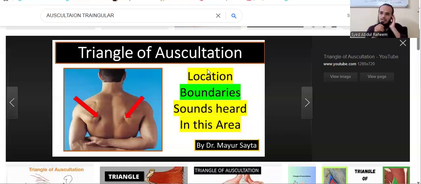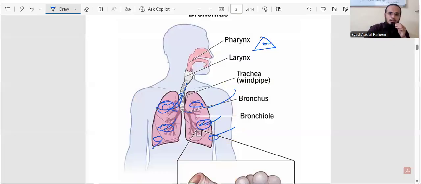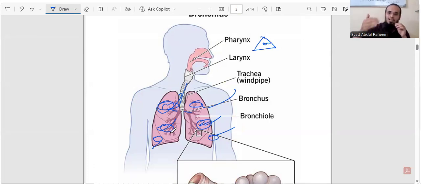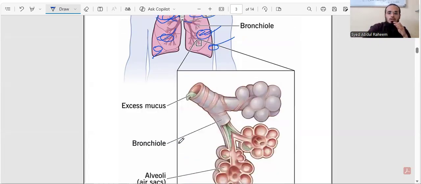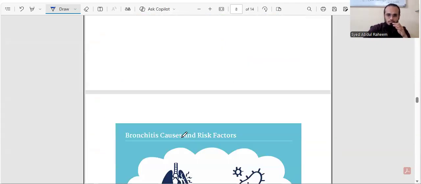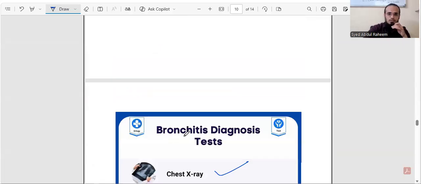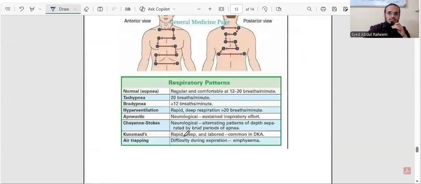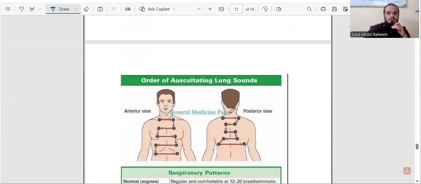You have to hear the sound and imagine the alveoli: is there any problem in the alveoli, or any problem in the bronchi, bronchioles, primary bronchioles and secondary bronchioles. You have to imagine and connect that with the scans, X-ray, and CT scan. So you have to auscultate. There are other auscultation areas also. I will show you the order of auscultation.